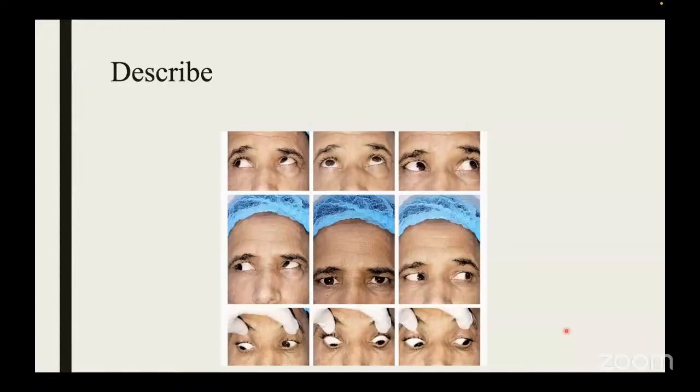Exactly. So what is the normal vertical fusional amplitude? The normal is 2 to 3 prism diopter. So anything beyond 4 or 5 prism diopter, if the patient can fuse beyond 4 or 5 prism diopter, that means the patient has a large vertical fusional amplitude, and this goes with congenital SO palsy. Okay, this is one. What else?